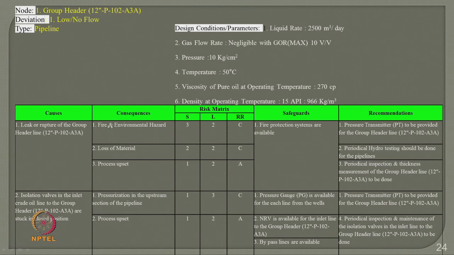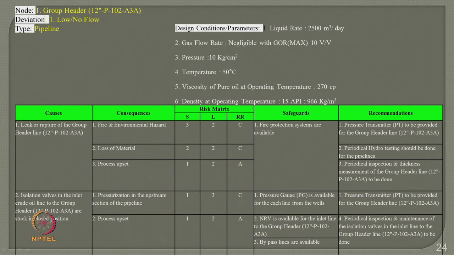Now look at one specific example of a fire hazard. If the fire hazard occurs, you have a safeguard system: you will have fire protection or firefighting devices in place which are available in the plant, therefore you indicate that in the safeguard column here. However, you recommend a pressure transmitter to be provided in the header line, so that excess pressure generation, which indicates a leak or rupture of the line, can also be detected.